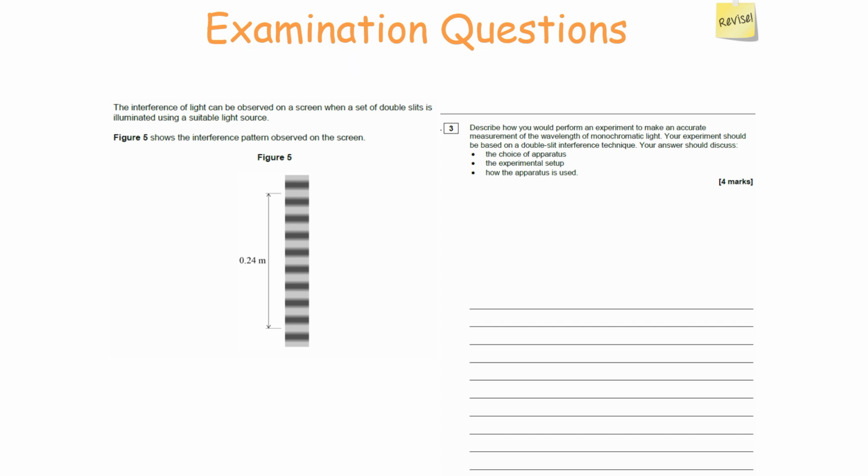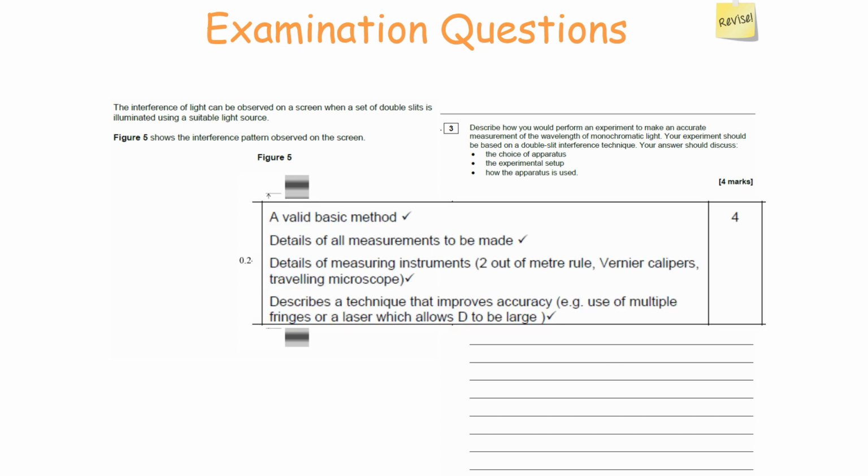Right, now once again, what you've got to think about is satisfying all the key points in this answer. So the first thing you've got to think about is a very basic method of what you could be doing. So what could you actually do here?